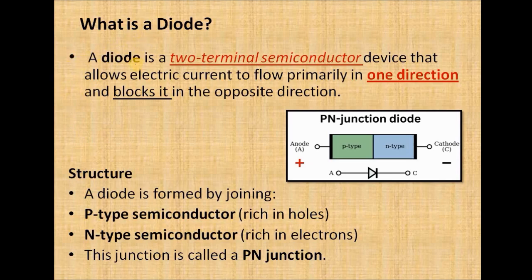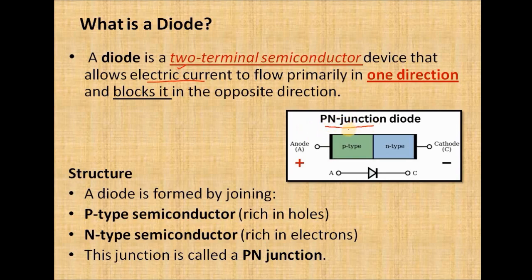Well, the definition of the diode says that it's a two-terminal device. It's a two-terminal semiconductor device that allows the current to flow primarily in one direction, whereas the current in the opposite direction is blocked. So that's a very important point with respect to a two-terminal diode. When we look at the structure of a diode, it's a PN junction.